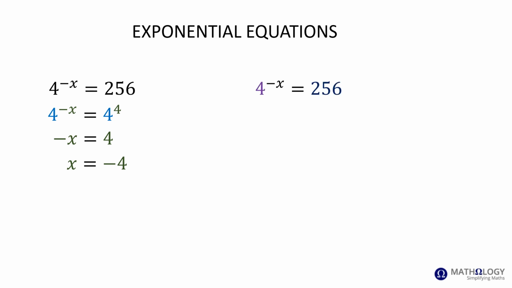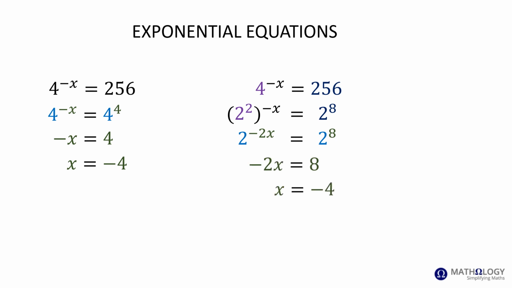We could have also expressed 4 as 2 squared, and 256 as 2 to the 8. We now have 2 squared, to the minus x, equals 2 to the 8. Since we are raising a power to another power, we multiply exponents, thus, 2 to the minus 2x equals 2 to the 8. The bases of the powers on either side of the equation are equal, which means that the exponents are equal. Minus 2x equals 8, which means that x equals minus 4.